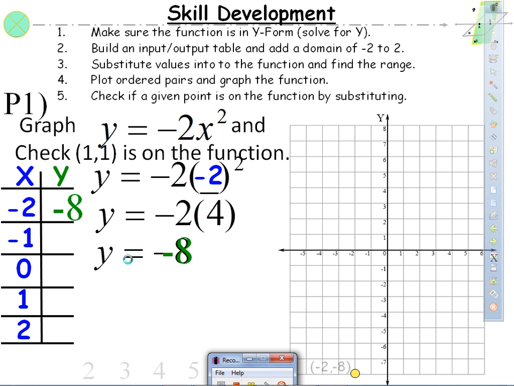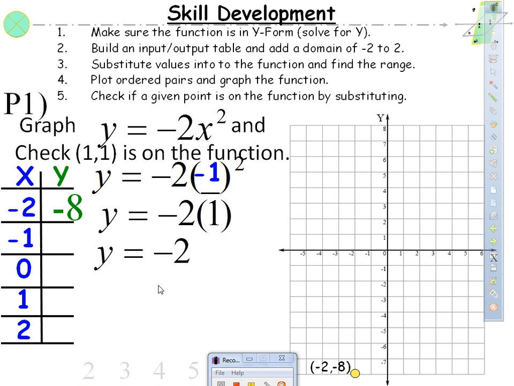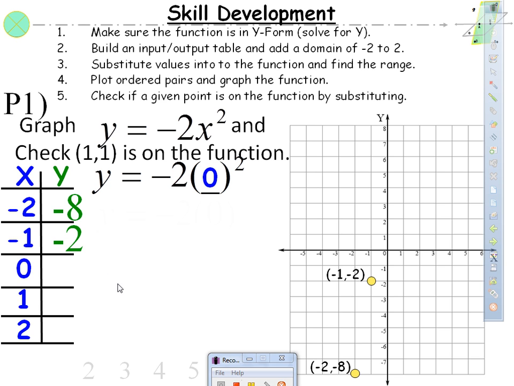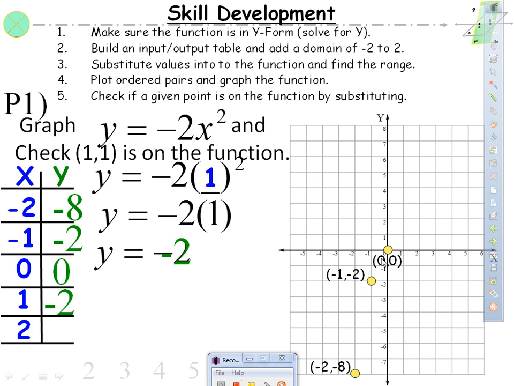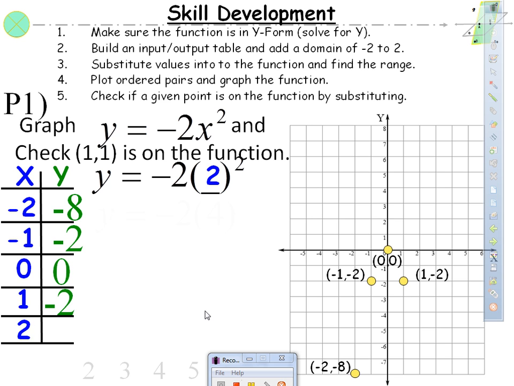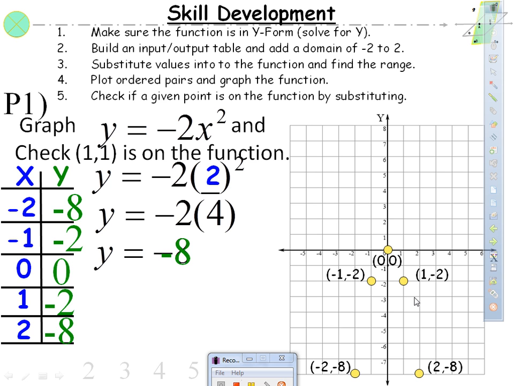Okay. From there, next value, I'm going to substitute -1. So therefore, that becomes -2. So -1, -2 is about right there. Next value becomes 0. So that is right there. Next value becomes 1, -2, which is right there. And the last one becomes 2, -8. Is that correct? That's down here.